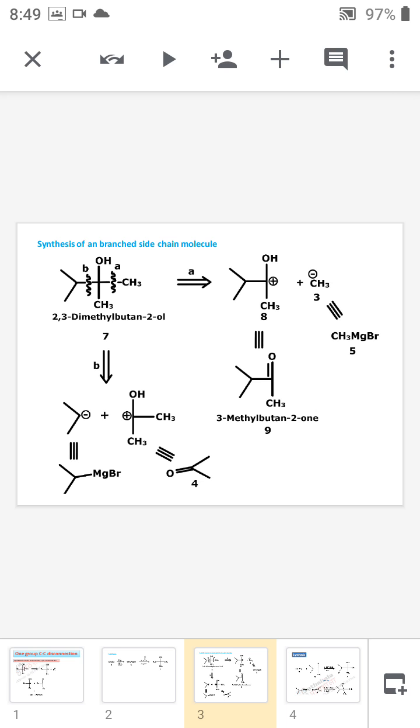That's why if you are disconnecting the branched chain of the alcohol, we will get the synthon like this, and we will get a ketone 4 and a Grignard reagent, that is a hydrocarbon. See the structure of the hydrocarbon. This is the actual path for the synthesis of the target molecule. So if our tertiary alcohol contains a branched side chain, we have to disconnect the branched hydrocarbon first. So that is the actual method.